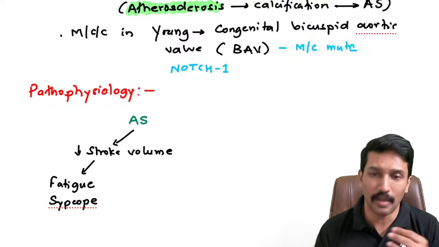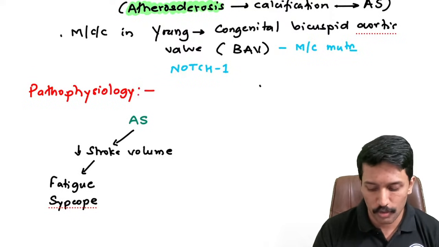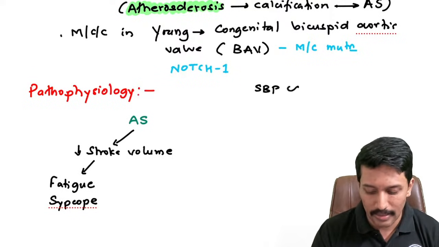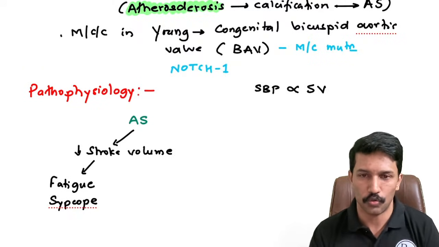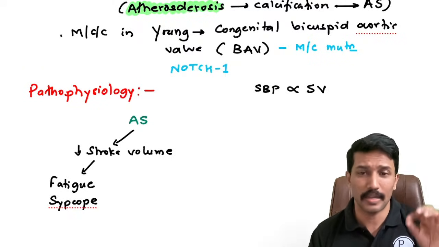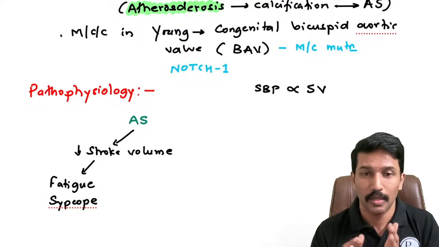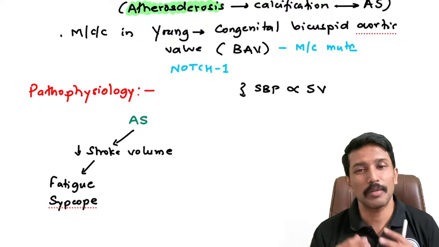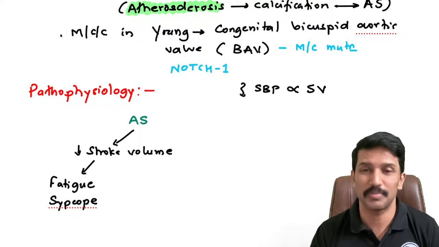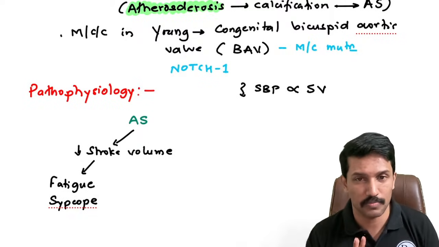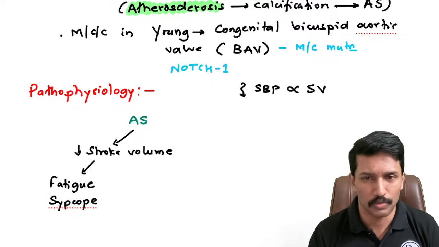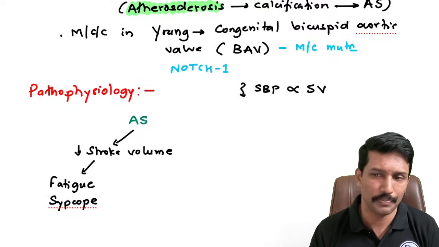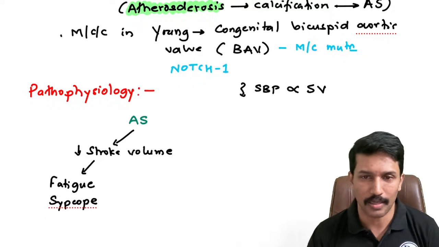Well, we do expect hypotension, because please remember your systolic BP is directly proportionate to stroke volume. The higher the stroke volume, the higher the systolic BP expected. But once the stroke volume starts decreasing, the systolic BP starts decreasing. But the body has a counter regulatory mechanism, that is the renin, angiotensin, aldosterone system, that will correct the BP. So most patients of aortic stenosis may not have hypotension at the time of presentation.